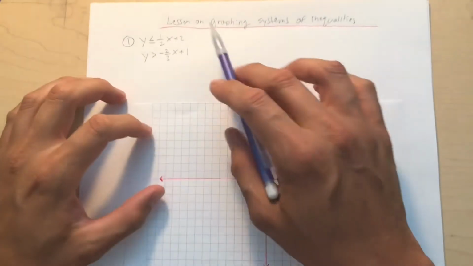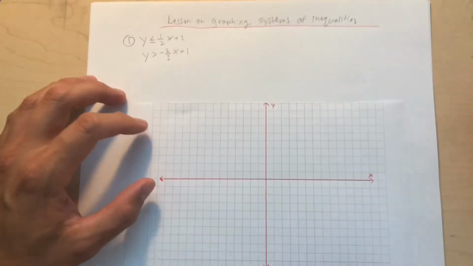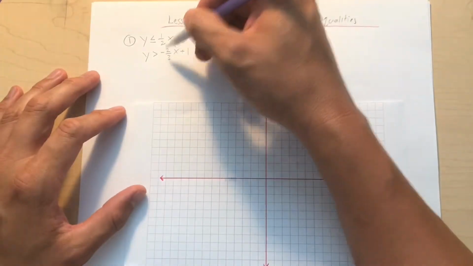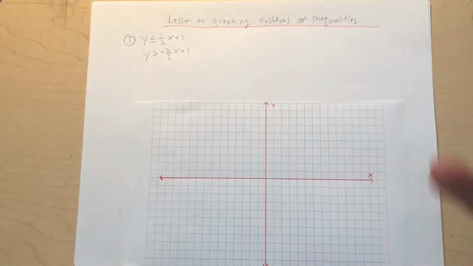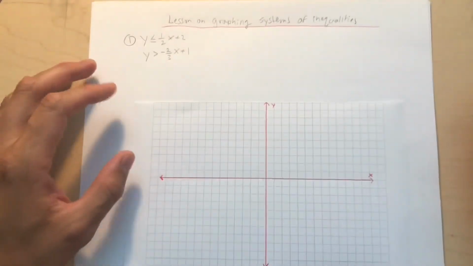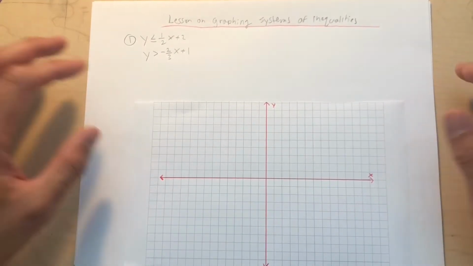Welcome, students, to the lesson on graphing systems of inequalities. We can have two inequalities that we graph, and we have to combine them together to see which part is actually true for both inequalities. That's what we're going to do. Let's go ahead and get started.